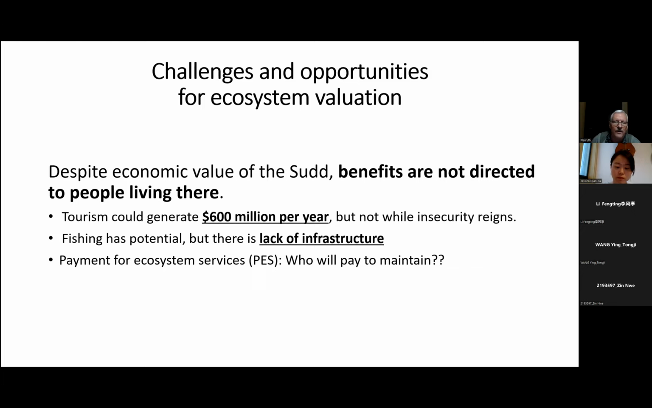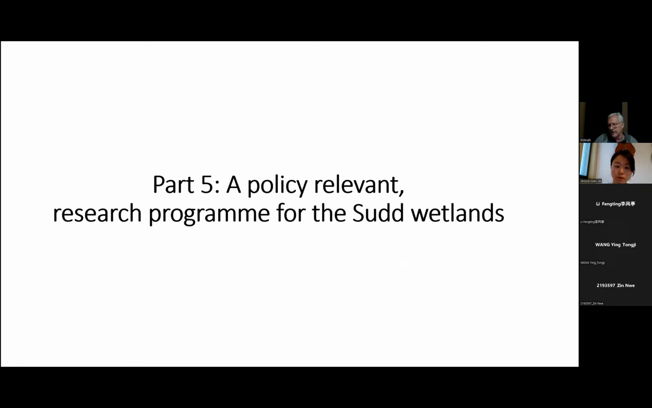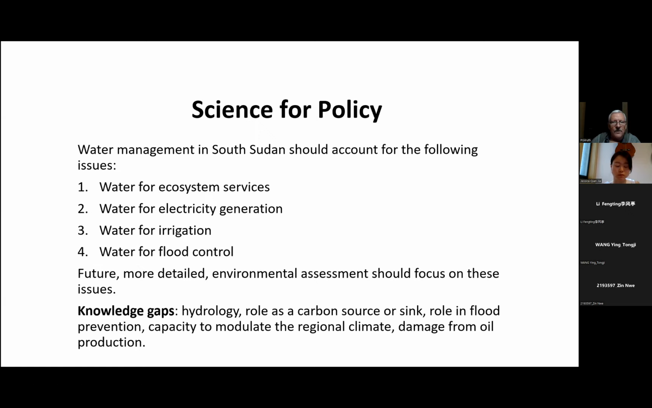Going to the next slide and the final part of the presentation, we're looking at a research program for the Sudd wetlands. And these are some key questions that you might consider if you are a graduate student or if you're an official of the South Sudanese government. The main question is about water, whether it's water for ecosystem services or flood control, which are some of the immediate questions, but the country has bigger goals for electricity generation and irrigation.